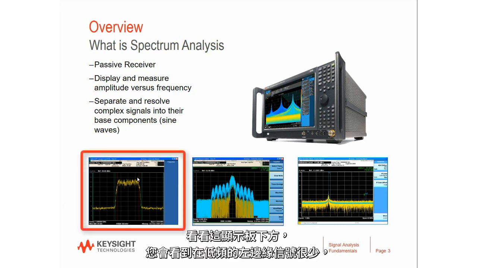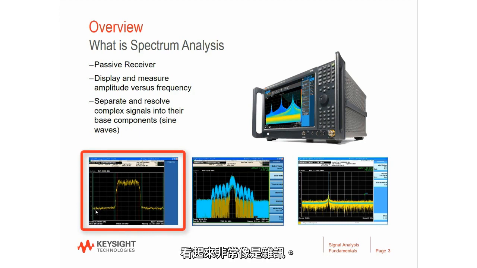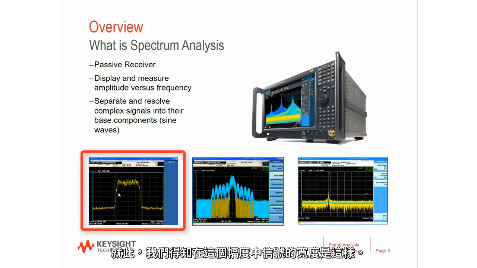Take a look at this display down here, and you see that at low frequencies, at the left-hand edge, we have very little signal, looks like pretty much noise. In the middle, we see a strong signal, that's in the middle frequencies, and towards the right-hand high frequencies, we see, again, no signal. So we know that the signal has a width of thus and so and an amplitude of thus and so.